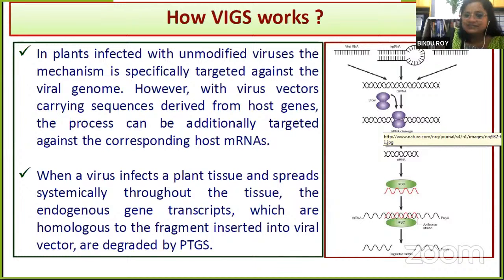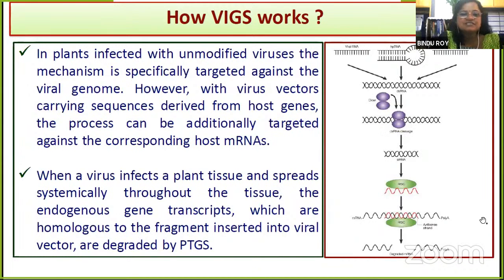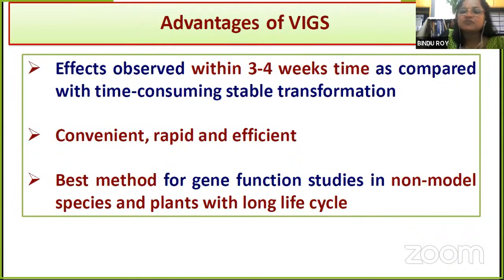mRNAs. When a virus infects a plant tissue, it spreads systemically throughout the tissue, and the endogenous gene transcripts, which are homologous to the fragment inserted into the viral vector, are degraded by the PTGS. Now, the advantage of the WIGS system is that the effects can be observed within 3 to 4 weeks' time as compared with the time-consuming stable transformation. It is convenient, rapid, and efficient, and is the best method for gene function studies in non-model plants with a long life cycle, such as rubber, which is a perennial tree crop.